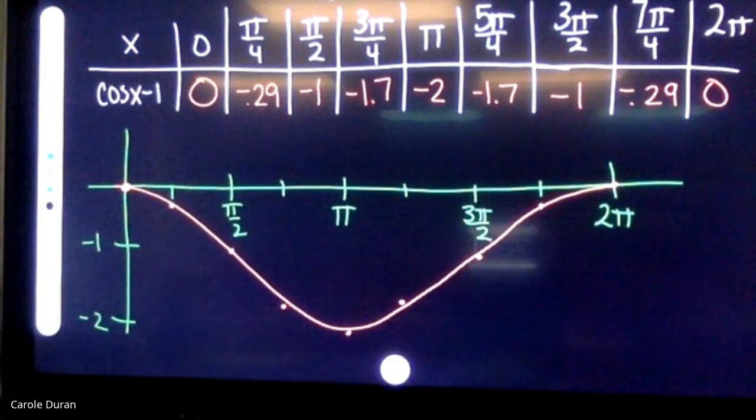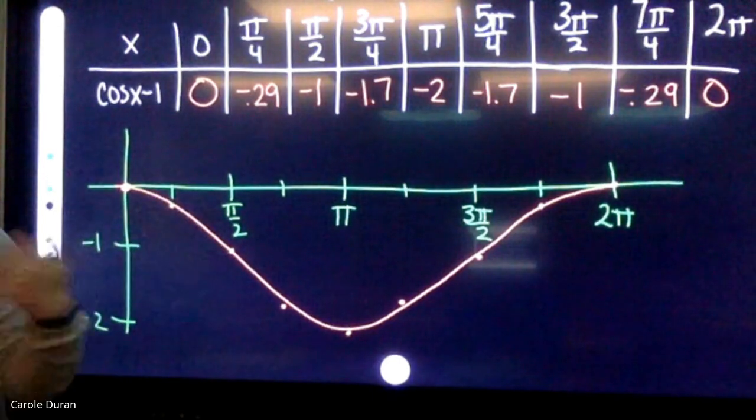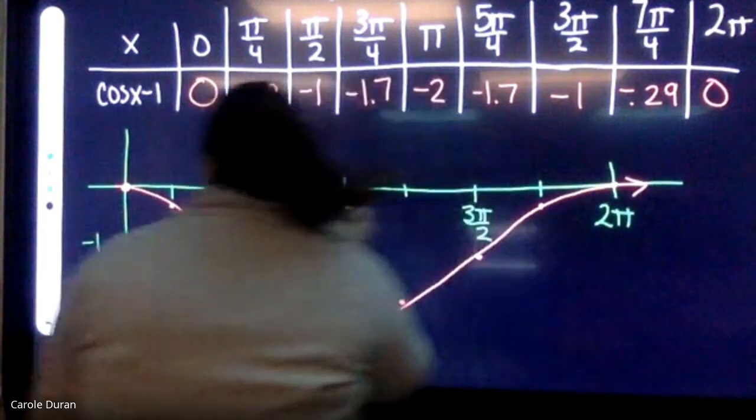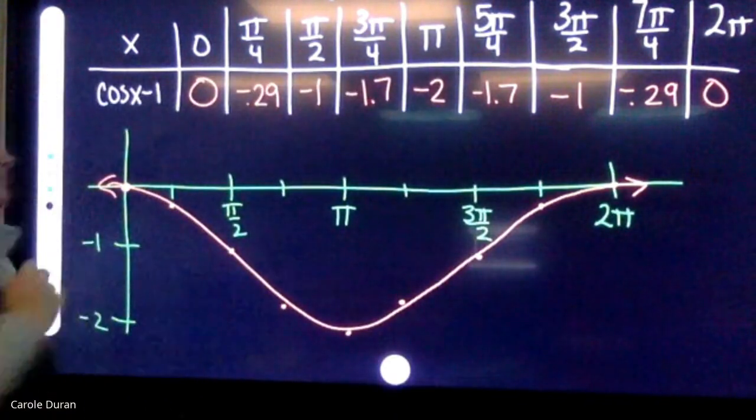And it should look something like that. Of course, I know it continues indefinitely in both directions, so I should indicate that by putting an arrow on either side, showing that it continues on.